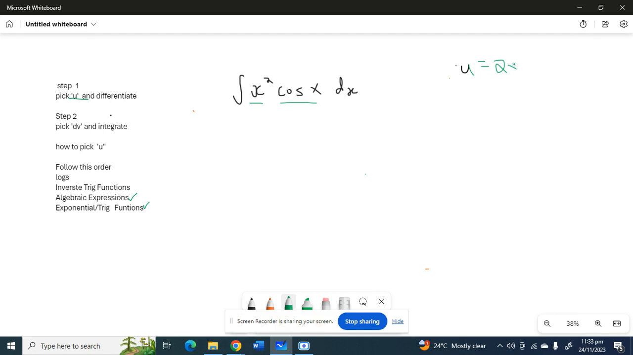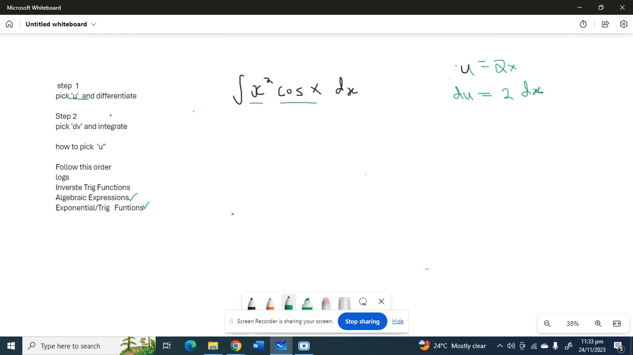Right, so when we pick u, as you can see here in step 1, you differentiate. So du equals, when we derive x squared, it becomes 2x. Always after you differentiate, add a dx at the end there.